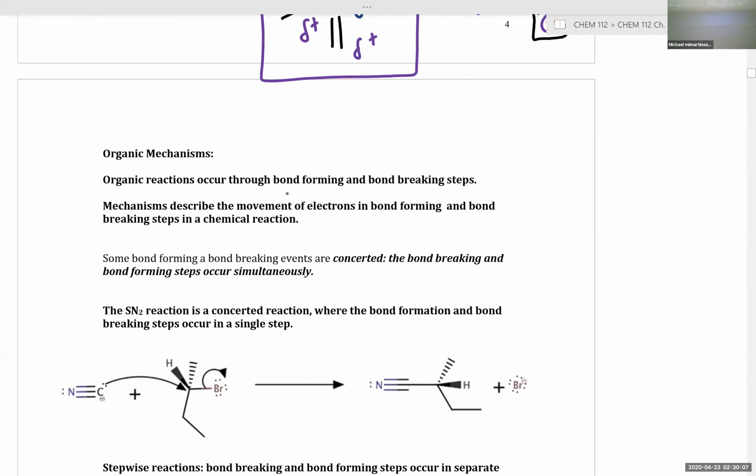So organic reactions occur through bond forming and bond breaking steps. These are the fundamental principles behind reactions. So mechanisms serve to describe the movement of electrons in bond forming and bond breaking steps in a chemical reaction. Some bond forming and bond breaking events are concerted, which means the bond breaking and bond forming steps occur simultaneously.